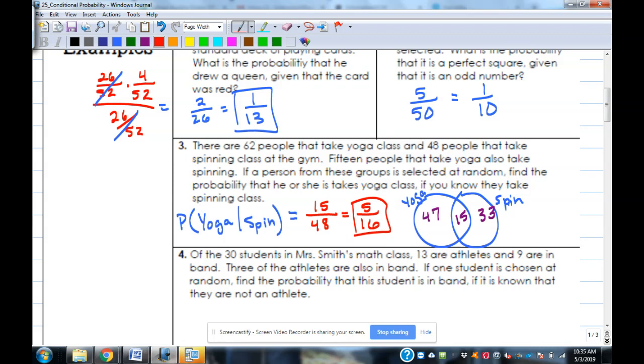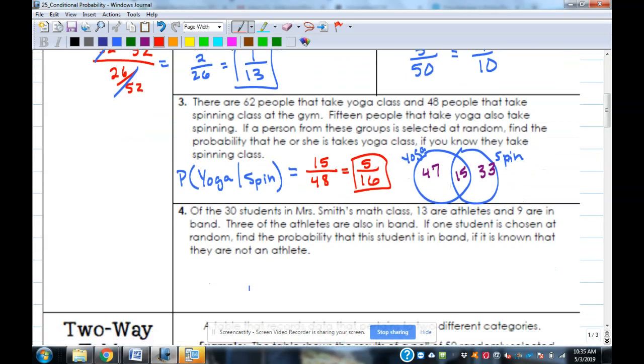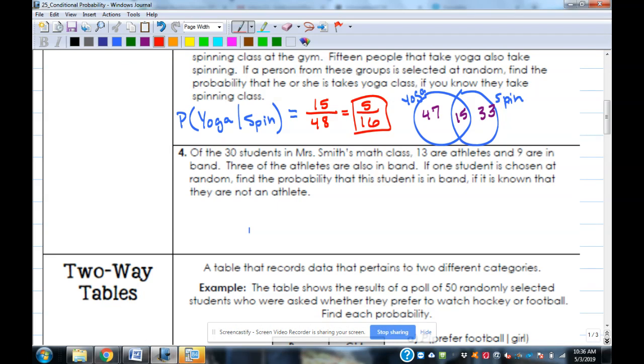Could that have been done without the Venn diagram? Absolutely. Is the Venn diagram a requirement to do that? No. I just think it's a good skill to have to be able to fill in these Venn diagrams. It can make problems a little simpler to deal with. Look at number 4. We'll do a Venn diagram for it too.